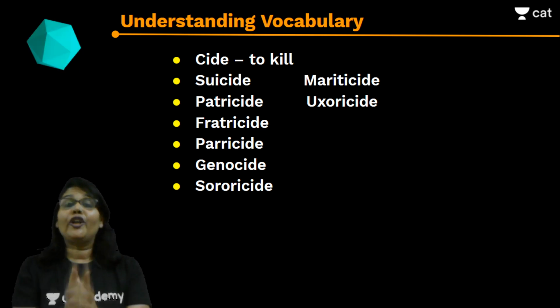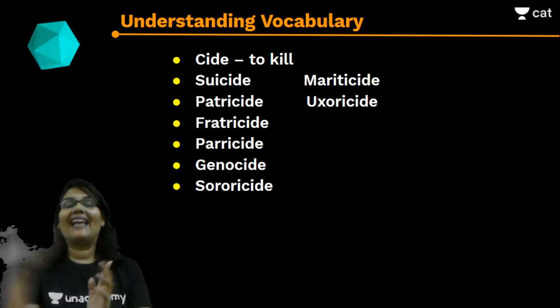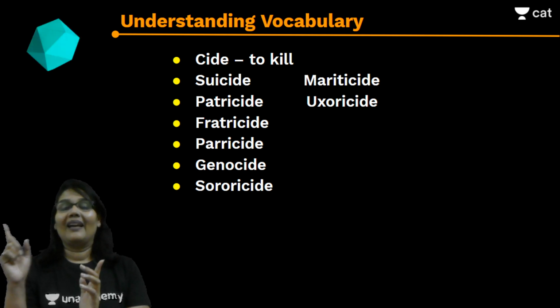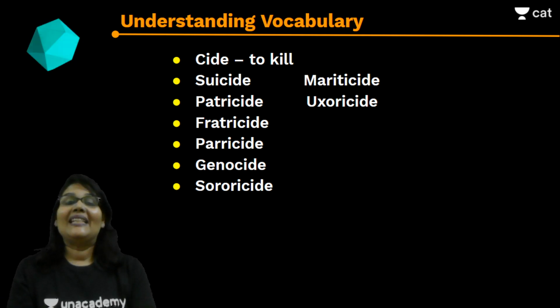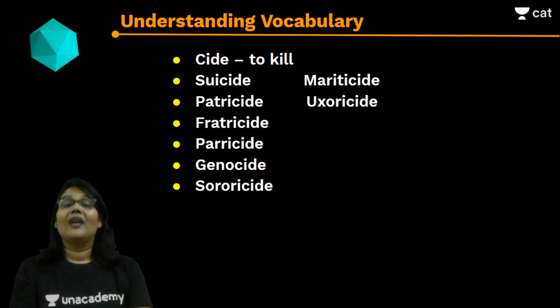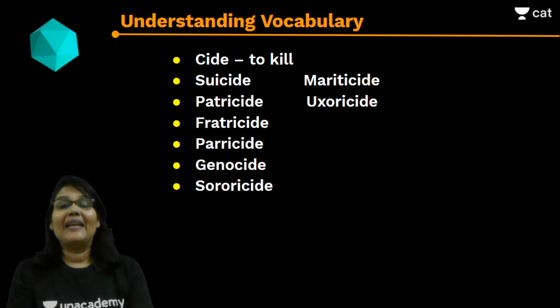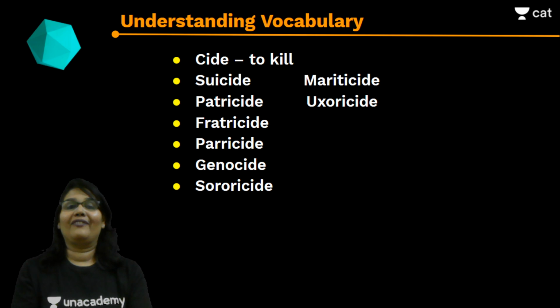So, what do you notice here? Whenever you see the root word CIDE, it is connected to kill. Right? Now, let's look at the first root word, suicide. Suicide means what? To kill oneself.